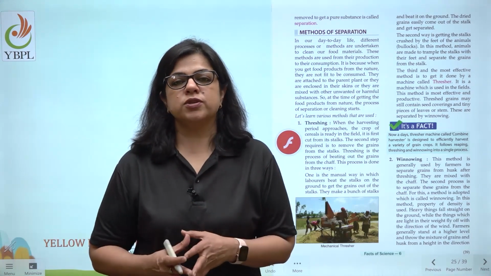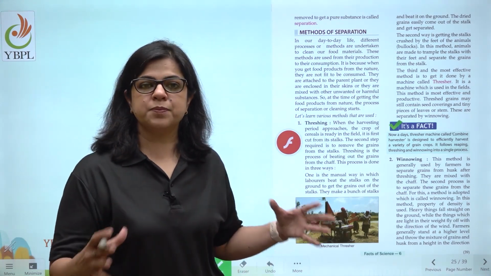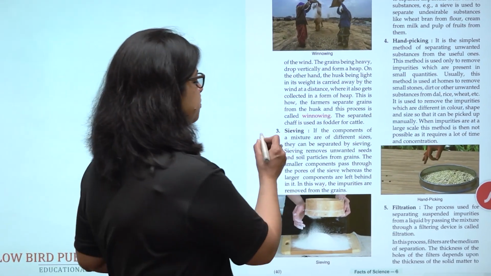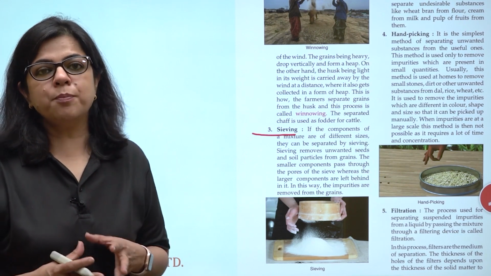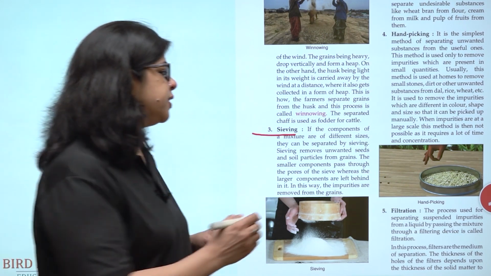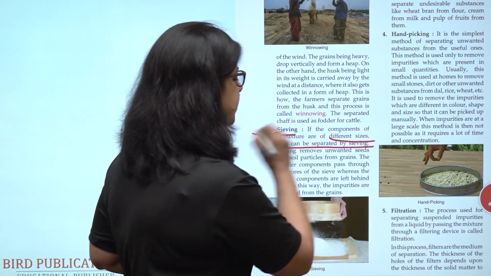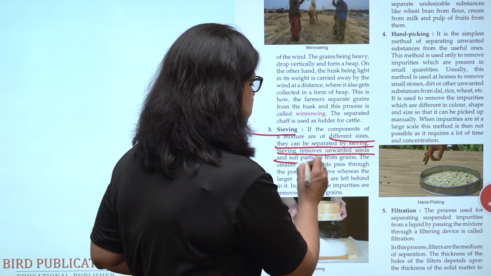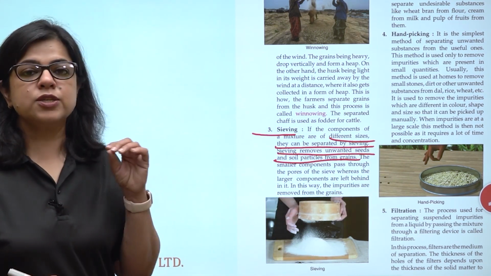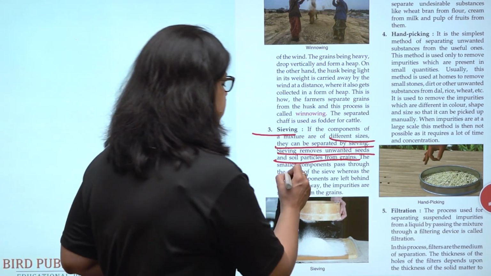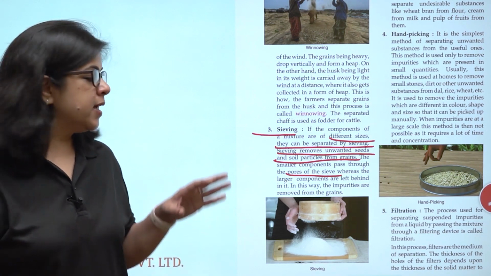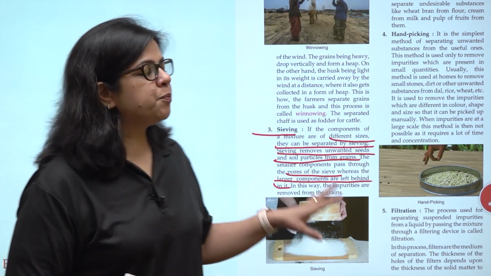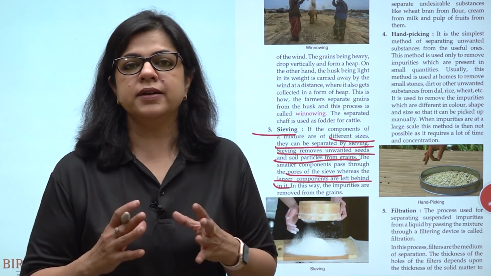So children, this was the process of threshing and winnowing in which substances like grains are separated from the chaff. Let us now understand about the process of sieving. If the components of a mixture are of different sizes, they can be separated by sieving. A sieve removes unwanted seeds and soil particles from grains. The smaller components pass through the pores of the sieve, whereas the larger components are left behind in it. In this way, impurities can be removed from the grains.